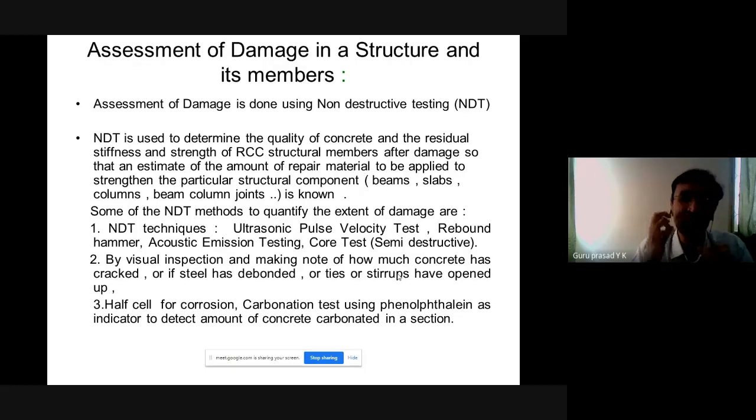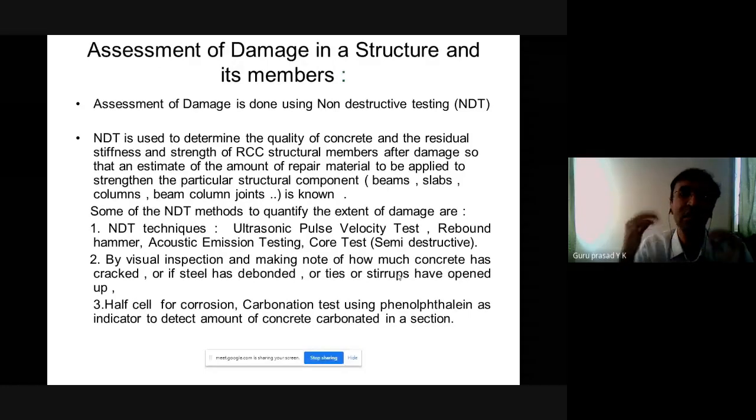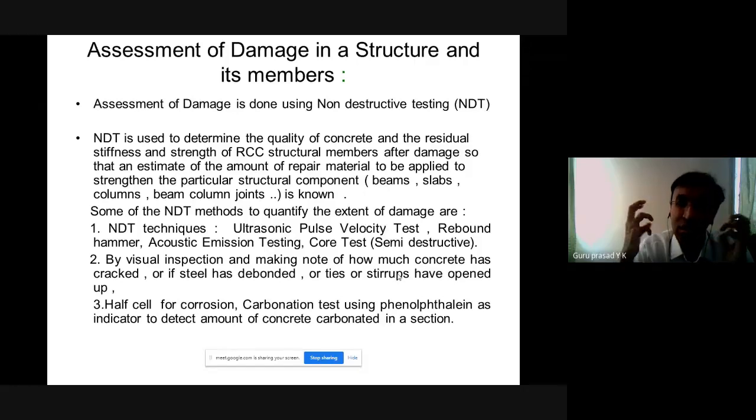This is used so that when I assess the damage, I'm going to diagnose what the disease is, and what the magnitude of the disease which is present is. So what is the magnitude of damage? What is the extent of damage that has taken place? Once I get to know, I will be able to assess if I can repair or retrofit the structural component or not.